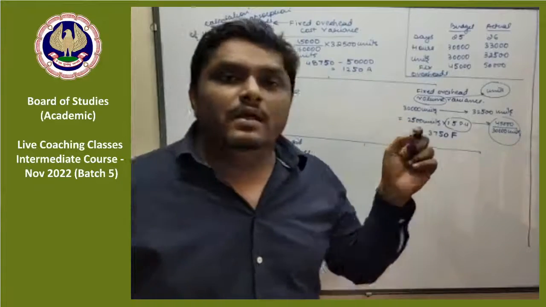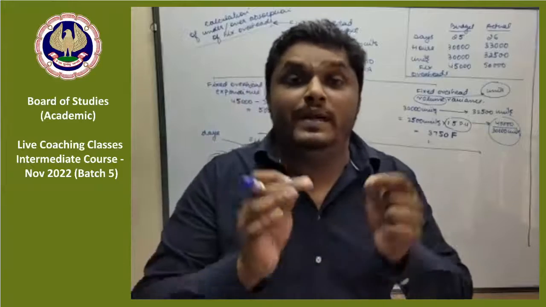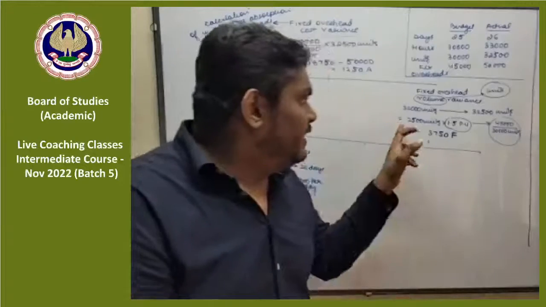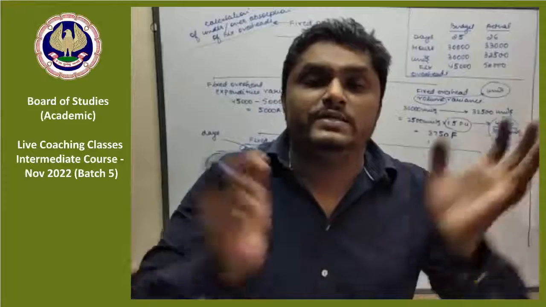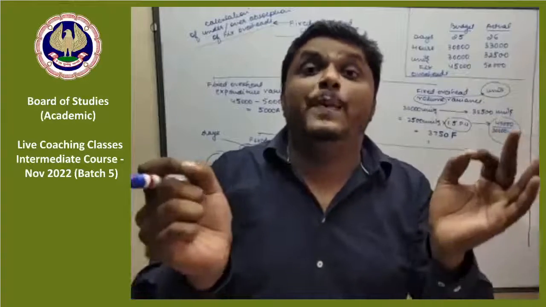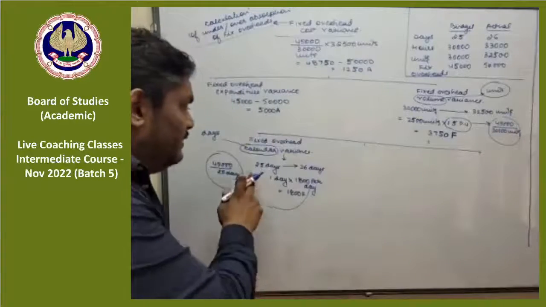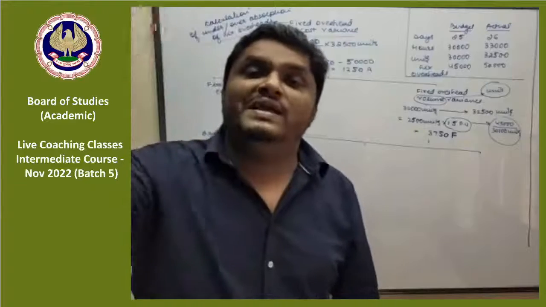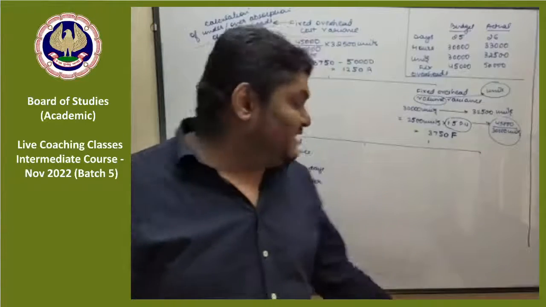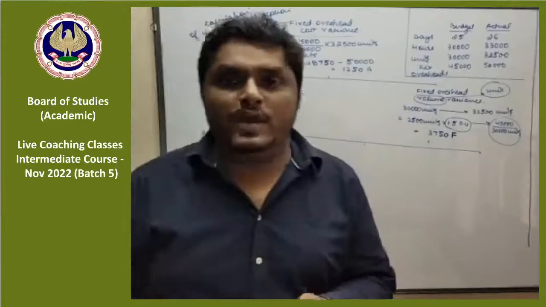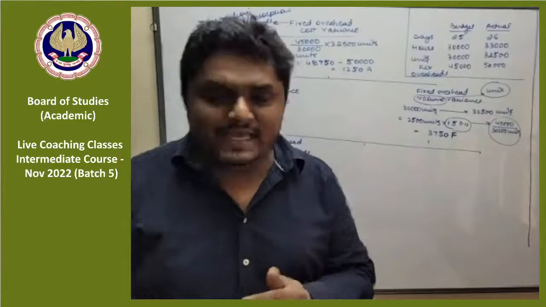So herein, when talking about the volume, it talks about units. So herein there were 2,500 units, so I have taken the rate per unit. Herein, it is 1 day, so I have taken the rate per day. If you guys have any doubts why it is favorable, you can ask me. Waiting for your queries, guys.